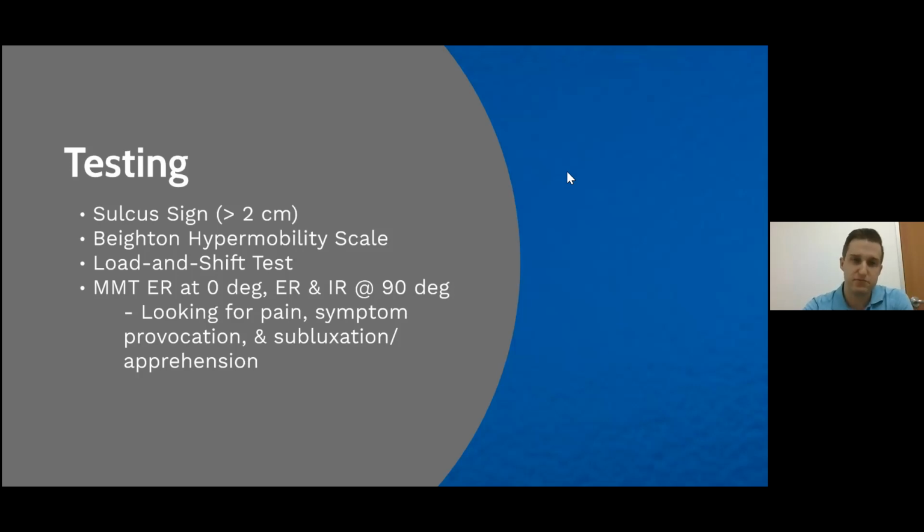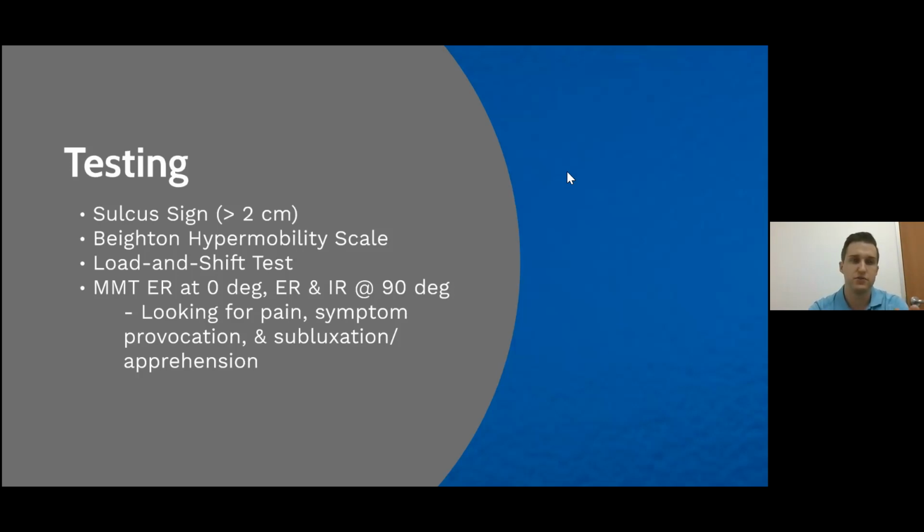The Beighton hypermobility scale is going to be a big tell in this as well. For those of you that may not know what this is, it's basically a scale that can classify hypermobility in a general sense. It's not specific to a body region, but some of the factors are: if you're able to stand and have hyperextension in the knees, I think greater than 10 degrees is technically the rule on that. Elbow hyperextension is also the same 10 degrees.